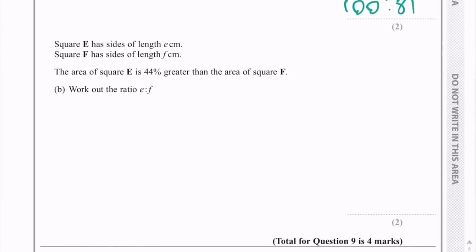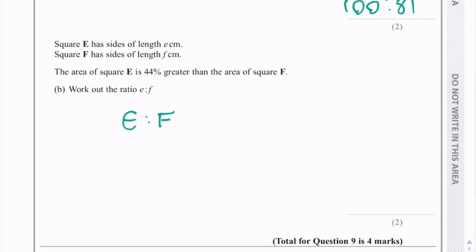We've got square E has a length of E and square F has a length of F. And it says the area of square E is 44% greater than the area of square F. So again, I'm going to think about numbers here that I could potentially move from area scale factor to length scale factor. Now I could use 10 again, and I could say that E to F is 44% greater. So if I pick the number 10, 44% of that would be 4.4. So I'm starting to get decimals introduced. So rather than picking 10 this time, I'm going to go for the number 100.